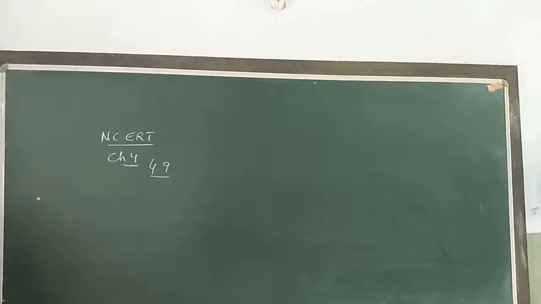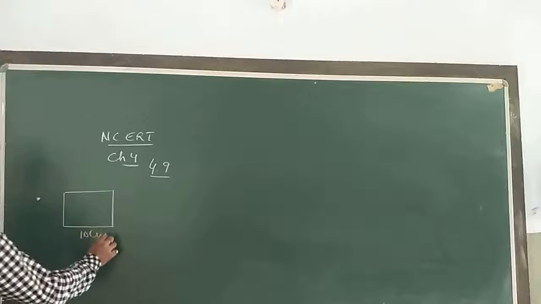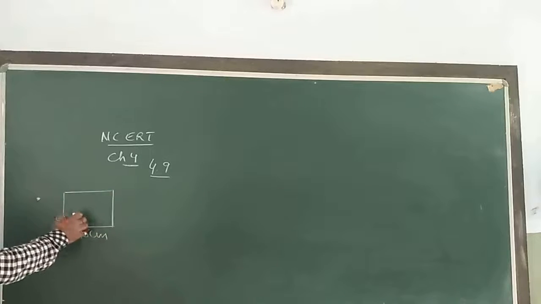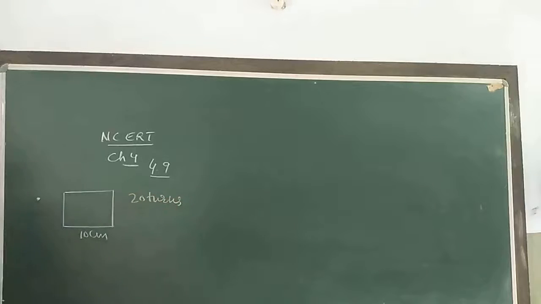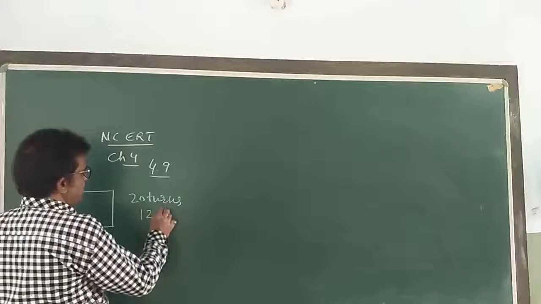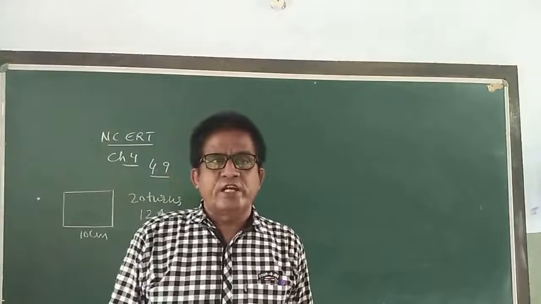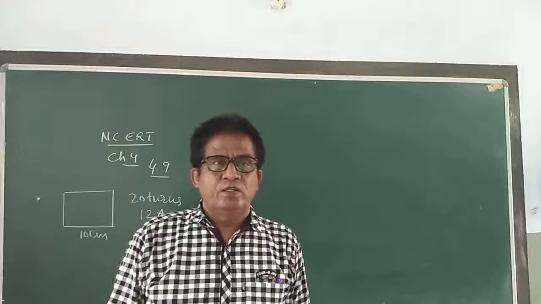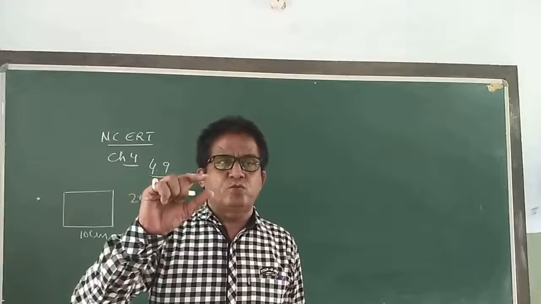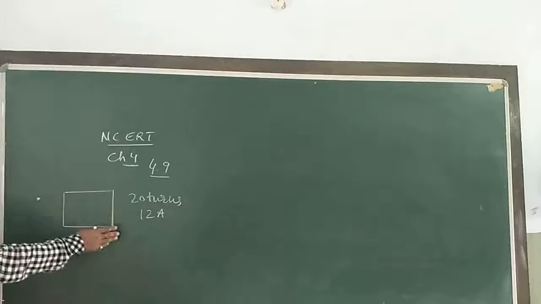A square coil of side 10 centimeter consists of 20 turns and carries a current of 12 ampere. This type of question may be based on numerical, or it may come as a case study question. Some lines are there and a small part may be asked in a multiple choice question. 12 ampere is the current.